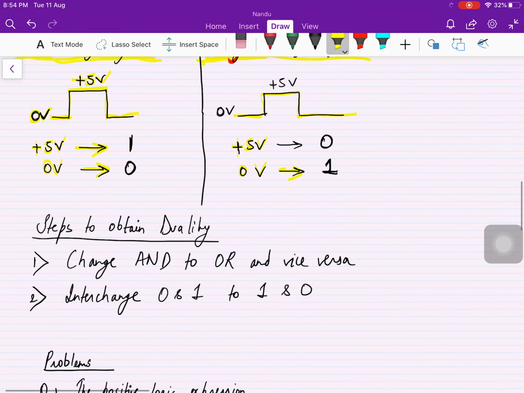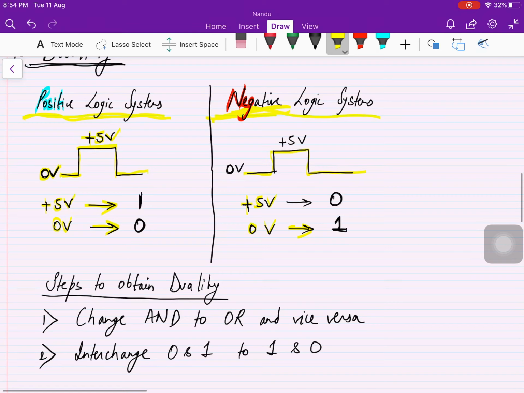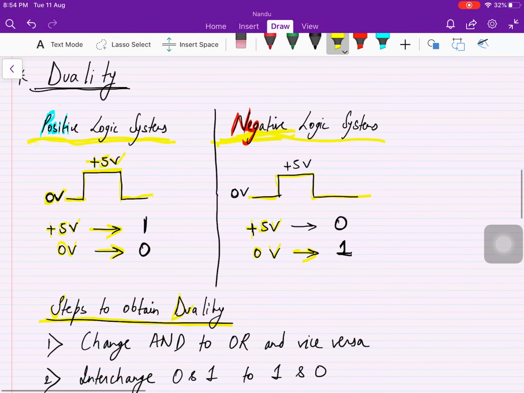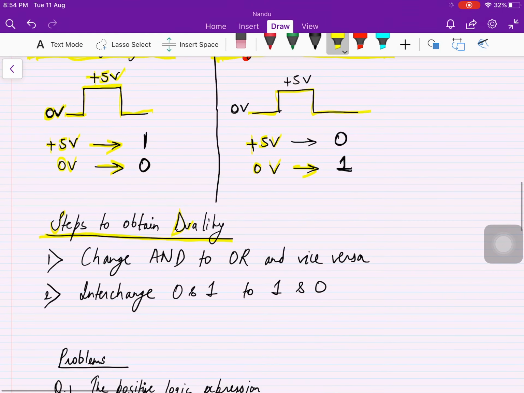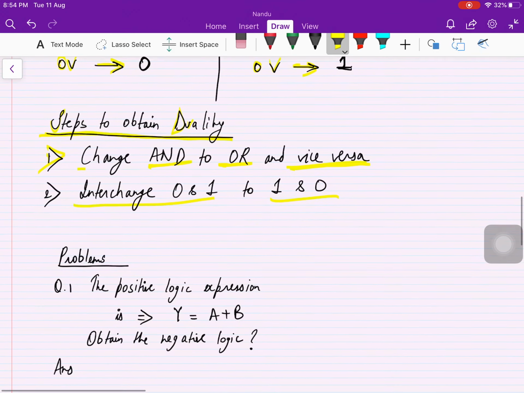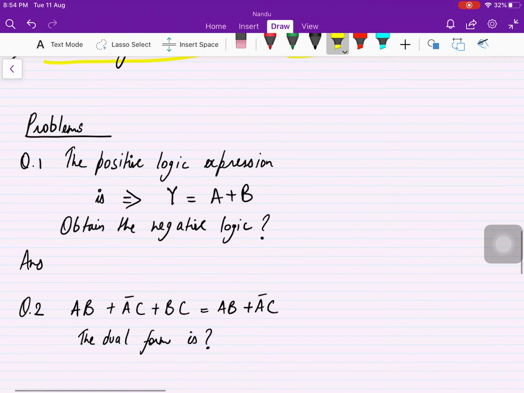In an expression you will probably need this to obtain duality, and it applies to positive and negative logic systems. The steps are: if there is an AND in the expression, you convert it to OR, and vice versa. And interchange 0 and 1 to 1 and 0, and vice versa. Okay, so let's see some problems.